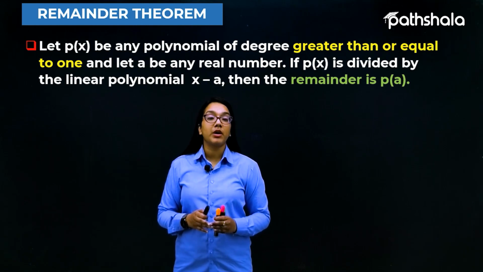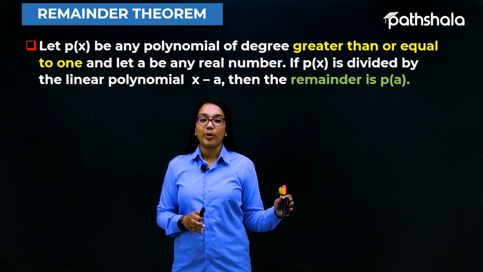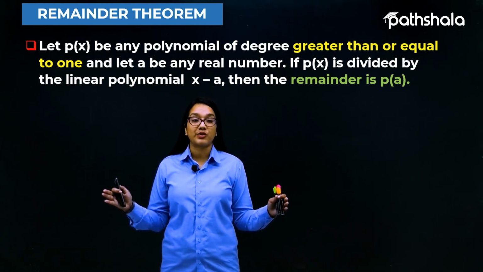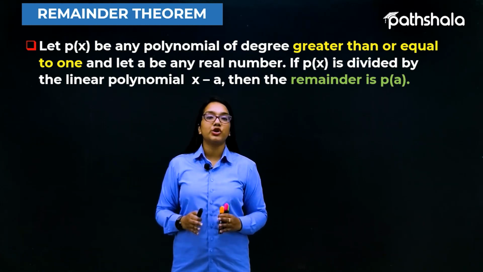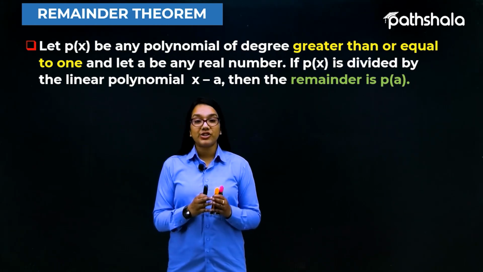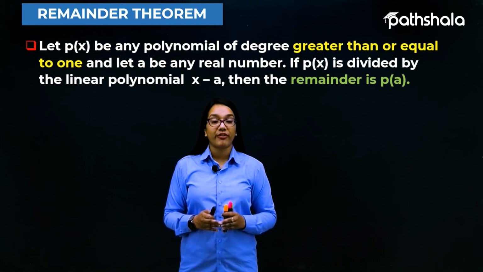So always remember, if P(x) is any polynomial and it is divided by any linear polynomial x minus a, then the remainder will always be of the type P(a). Now let's see the remainder theorem with the help of an example.